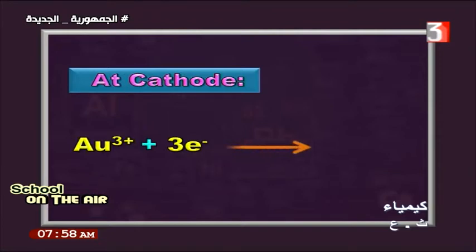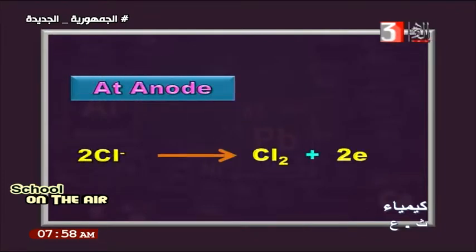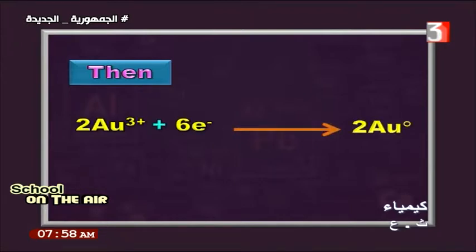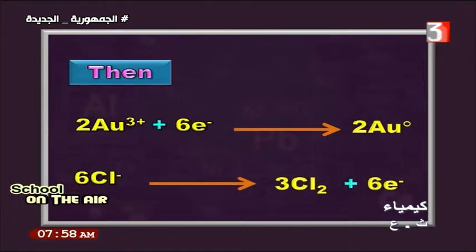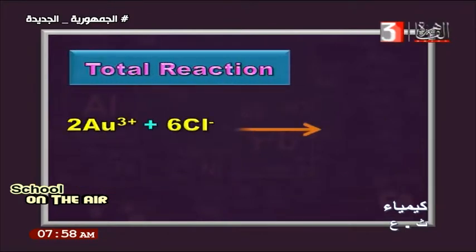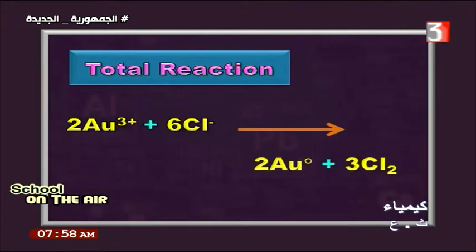What are the reactions that take place at the two electrodes? Here's the solution. At the cathode, gold ions are reduced into gold, and at the anode, the chloride ion is oxidized into chlorine gas, as shown on the screen. Multiplying the equation of reduction of gold by 2 and the oxidation of chloride ions by 3, we can get the total equation: 2 gold ions plus 6 chloride ions gives 2 neutral gold and 3 chlorine gas formed.